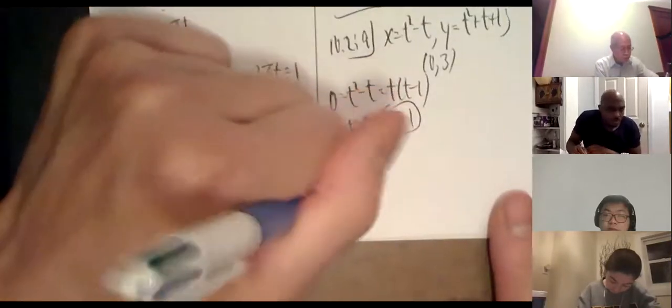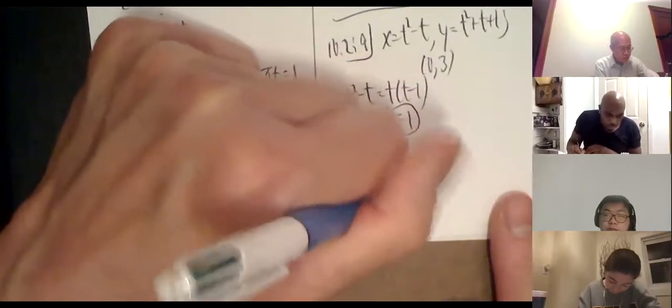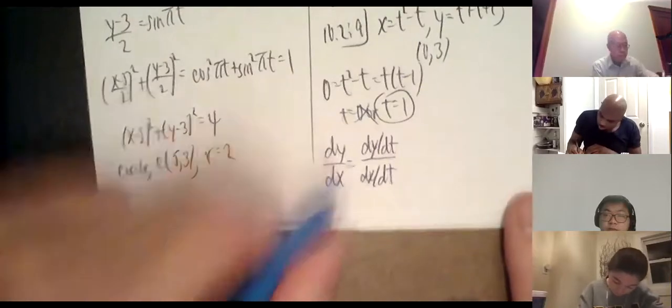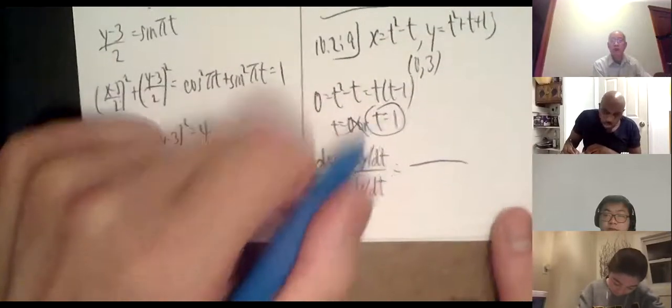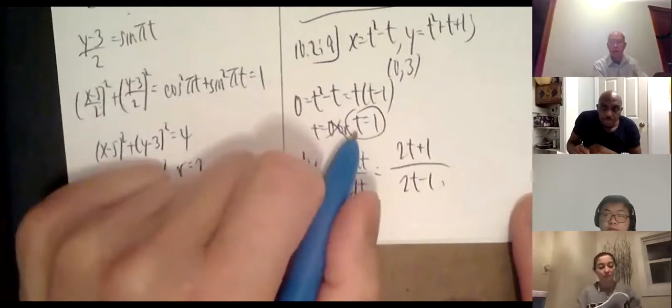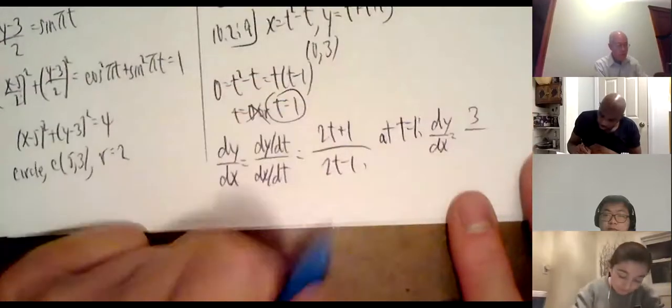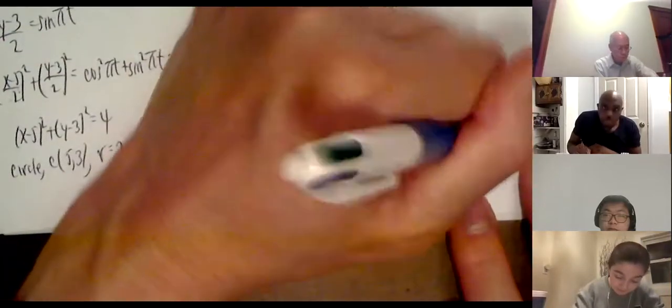Okay, then dy/dx by formula is dy/dt divided by dx/dt. Put that on your cheat sheet. So dy/dt is 2t plus 1. dx/dt is 2t minus 1. Now I plug in 1. At t equals 1, dy/dx is 2 plus 1 divided by 2 minus 1, which is 3.